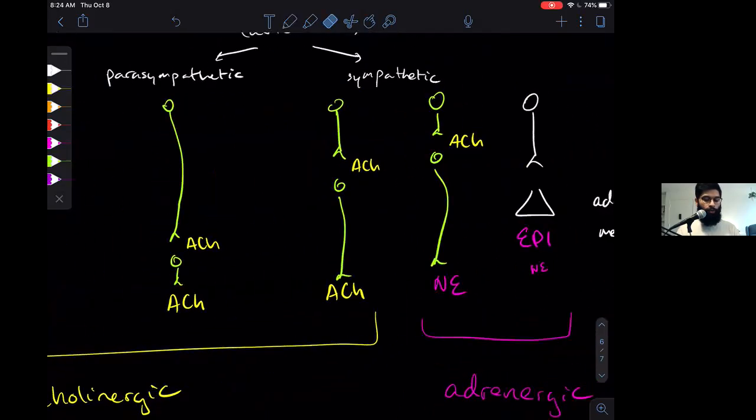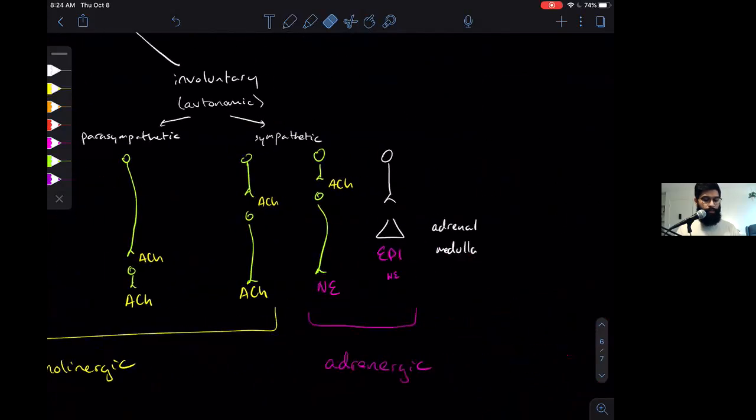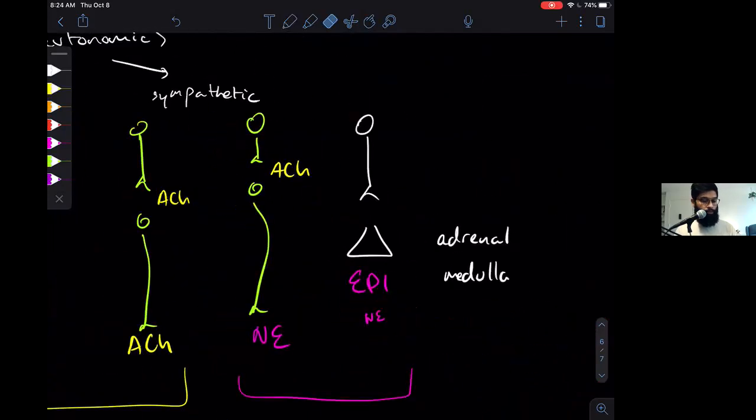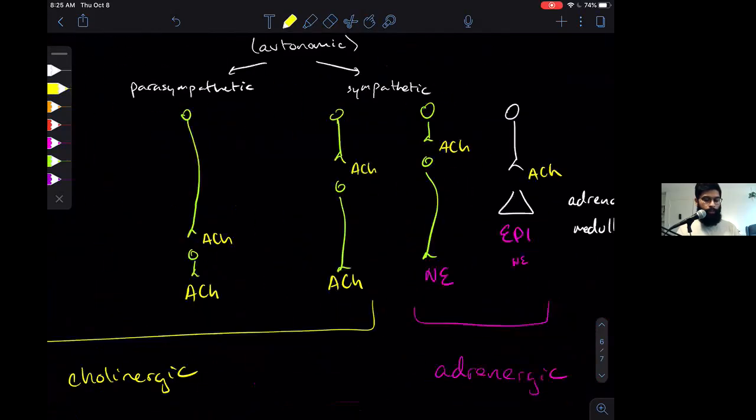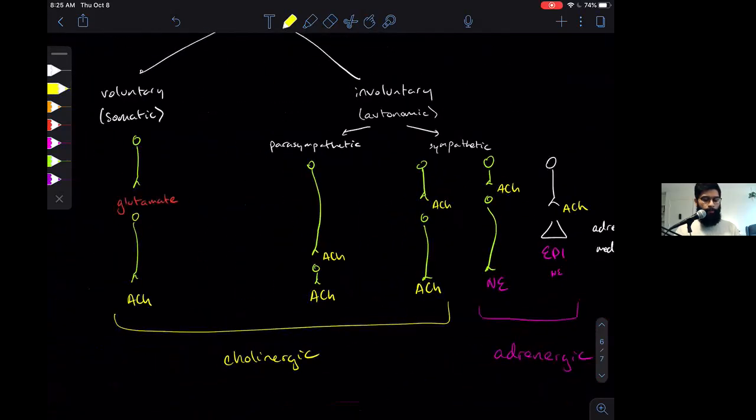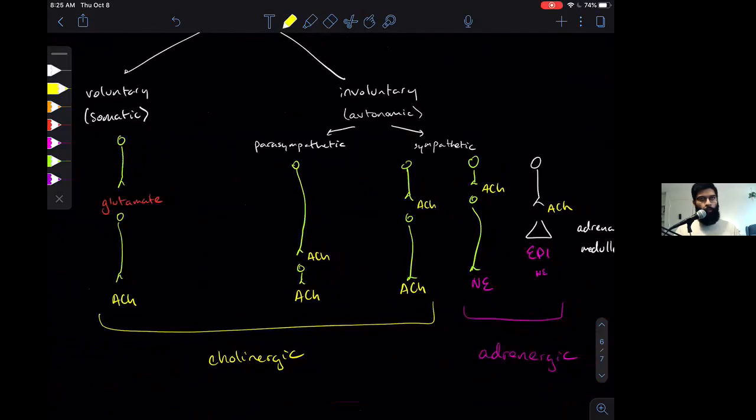So we're going to have acetylcholine at all of these synapses. And we're going to have acetylcholine here as well. So lots of acetylcholine. All right. So the place at which you have an autonomic neuron that is synapsing onto the second autonomic neuron is called the ganglia. And the reason for that, I'll get into in a second.